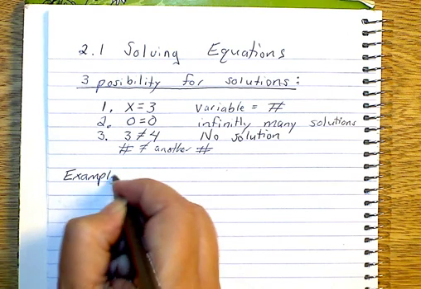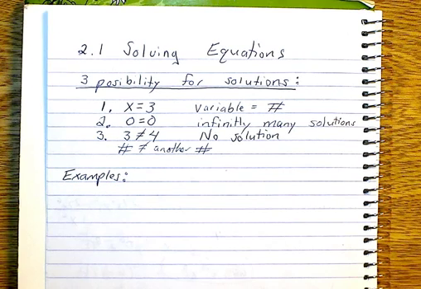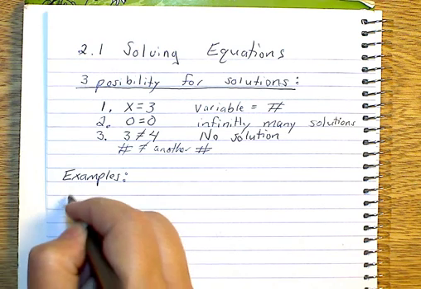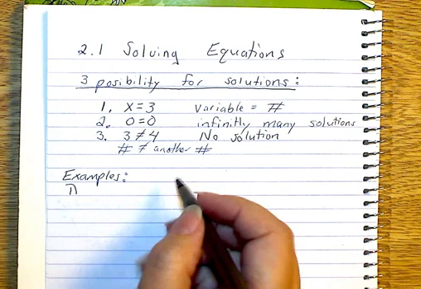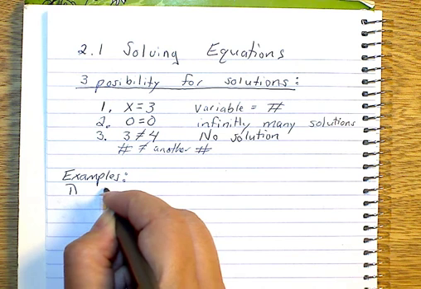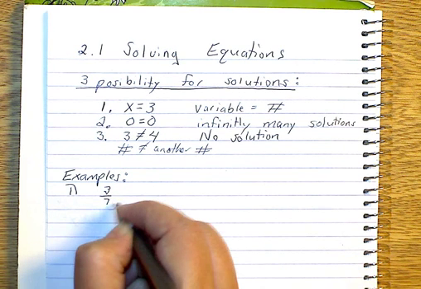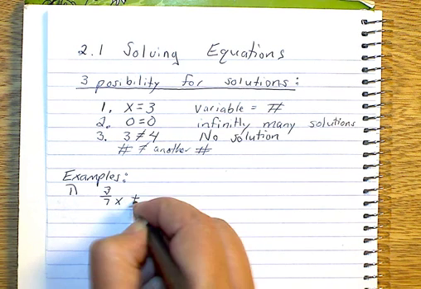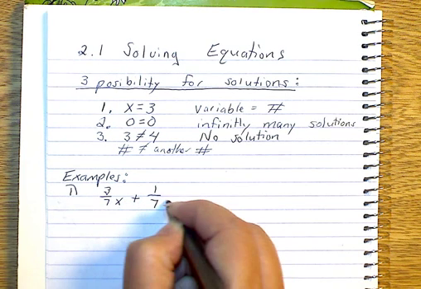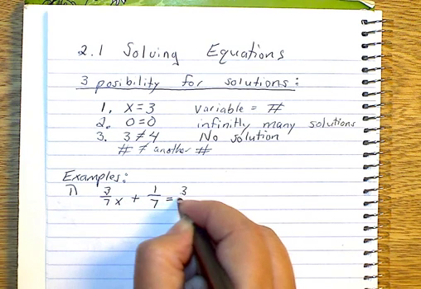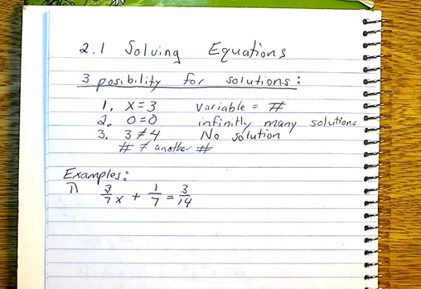Examples. Your first example we have is 3/7 x plus 1/7 is equal to 3/14. Now, I really want to stress to you, this is Algebra 2, and all of you, or I should say most of you, because if you're a senior you don't have to, but all of you, except for if you're a senior, will have to take another math class.